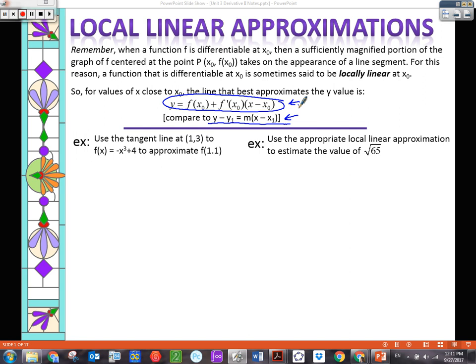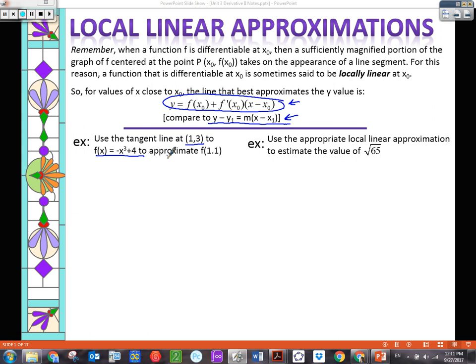Okay, so we have a couple of different examples to illustrate this. Let's look at the first one. It's telling us exactly what to do. Use the tangent line at (1, 3) to approximate f of 1.1. Okay, so we know how to write tangent lines. We've done that before. So let's do that.